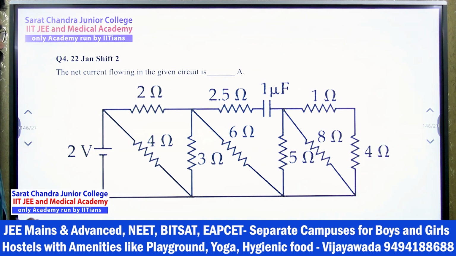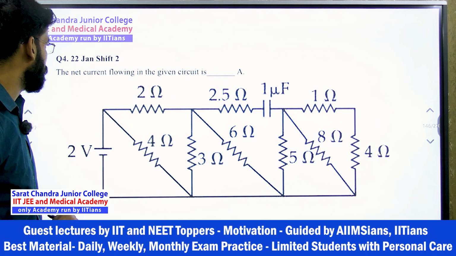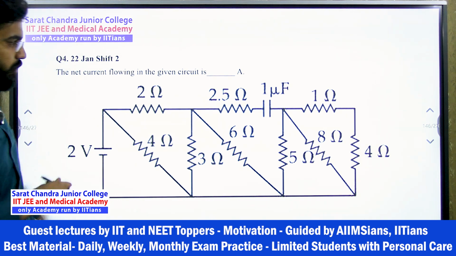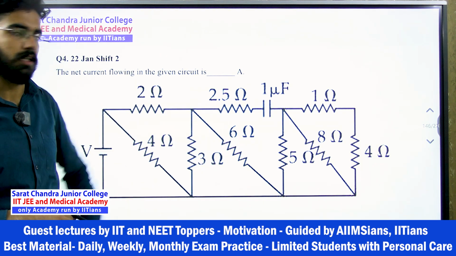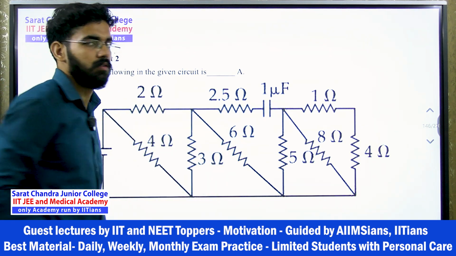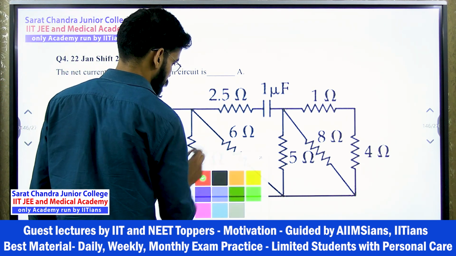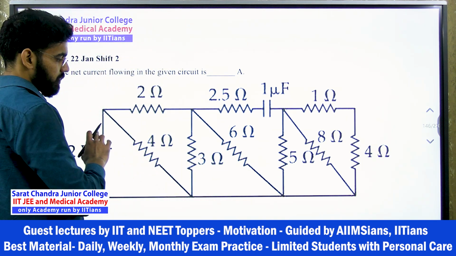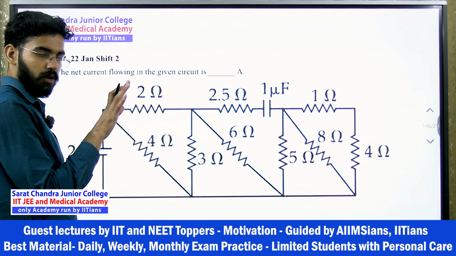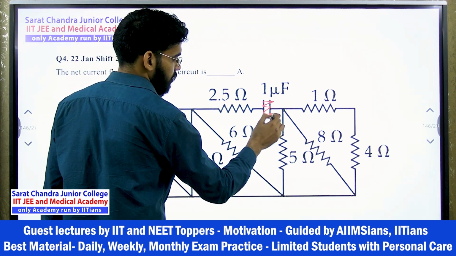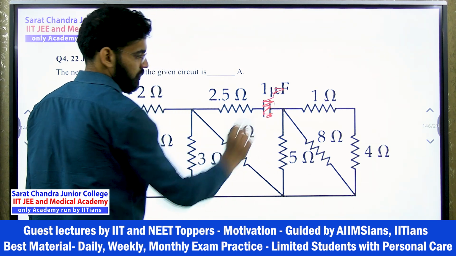So the fourth question is asking: net current flowing in the given circuit is. By looks, it is a very complex circuit, right? How will we solve this capacitor? But one catch is here. You have to see that after a long enough time, this will break, and from here current will not flow. So this is broken here.